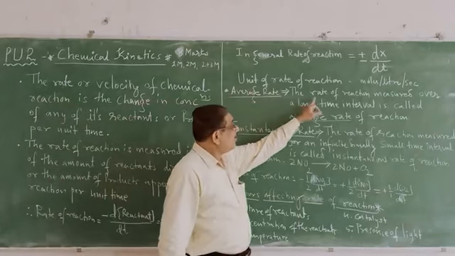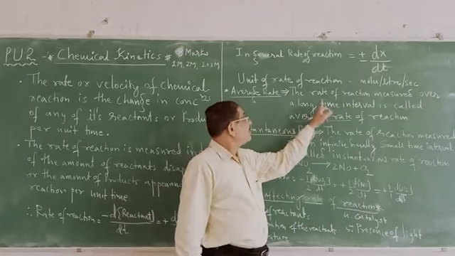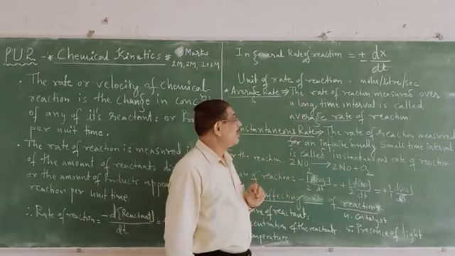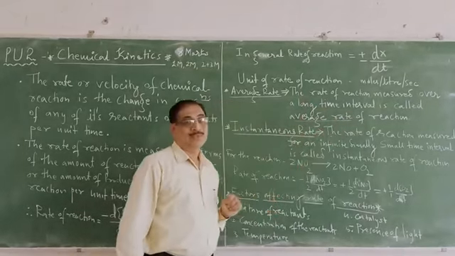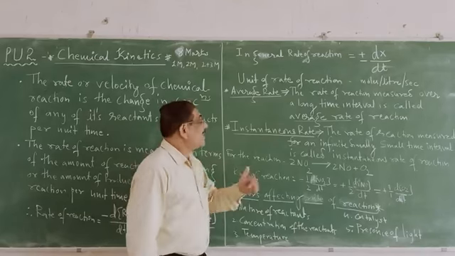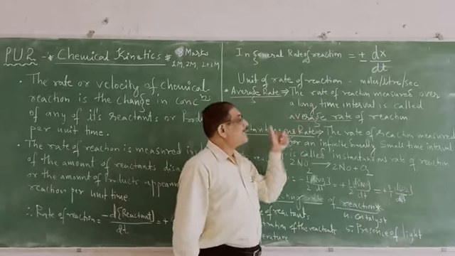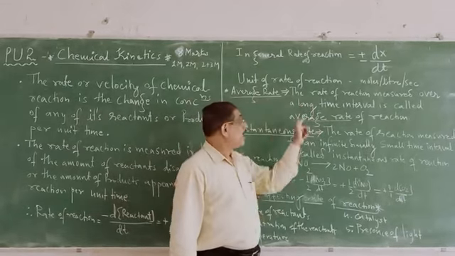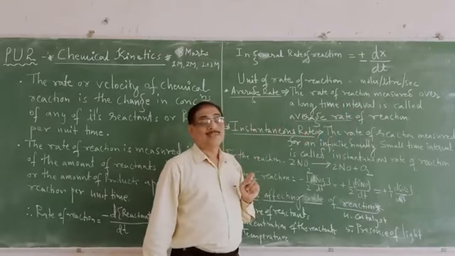The rate of reaction measured over a long time interval is called average rate of reaction. Got it? Once again I will tell you. Average rate means the rate of reaction measured over a long time interval.